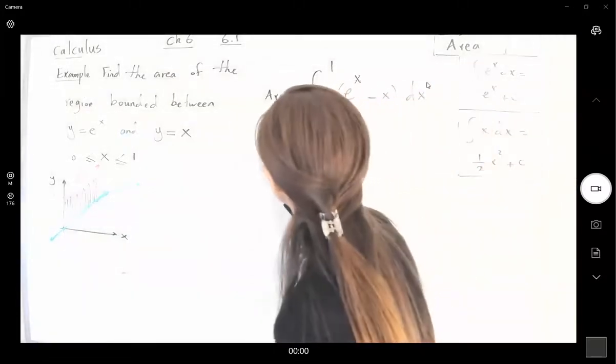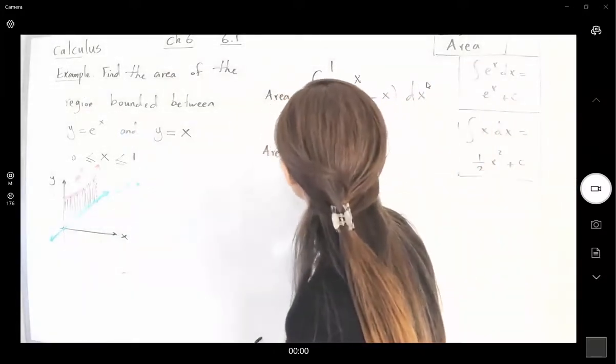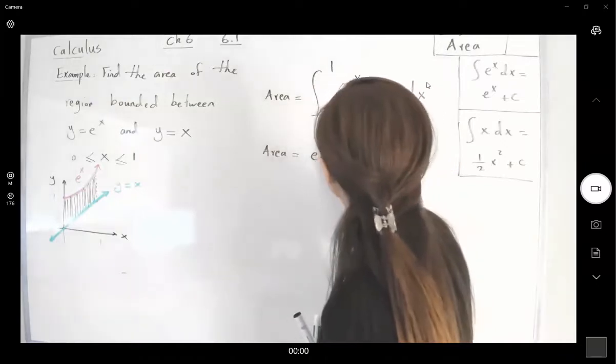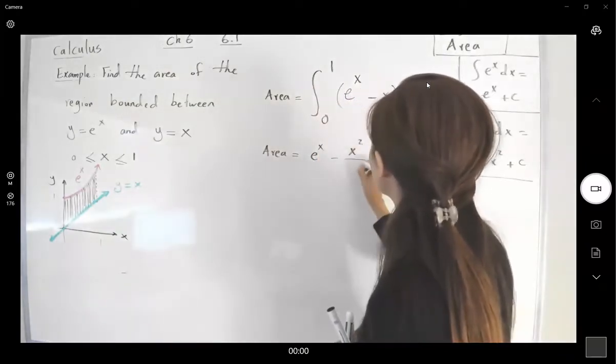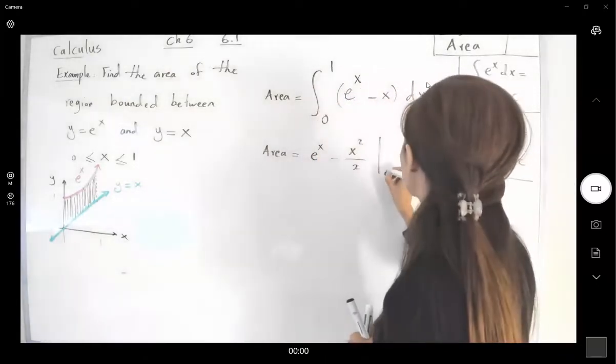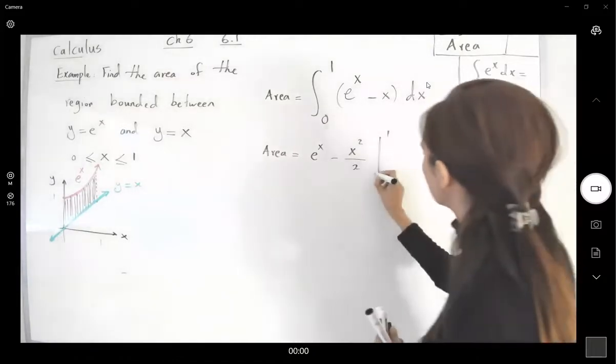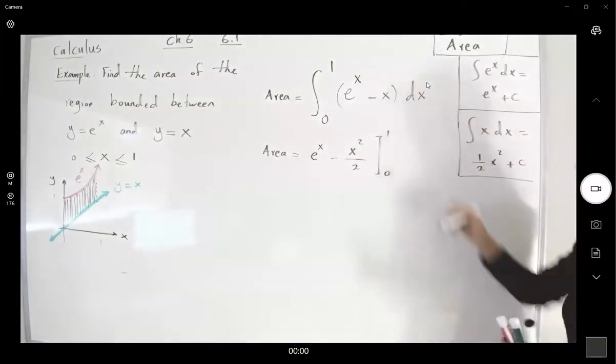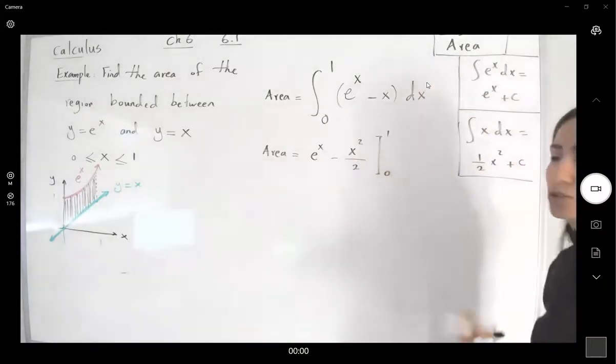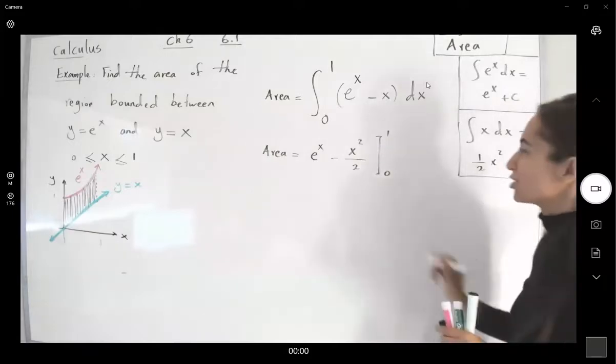So the area is equal to e to the x minus x squared divided by 2, while x ranges between 0 to 1. So I'm going to plug in 1, then I'm going to plug in 0 and do the subtraction.